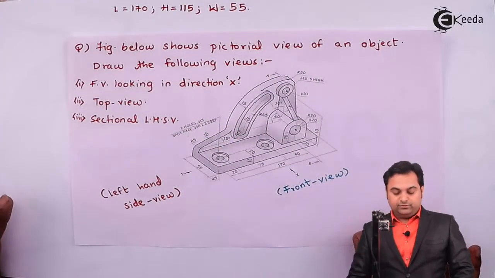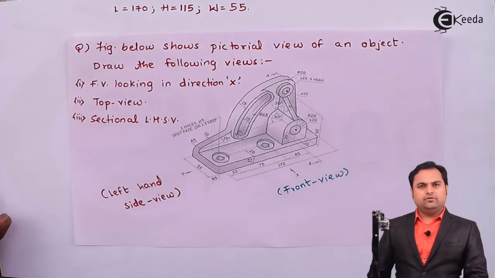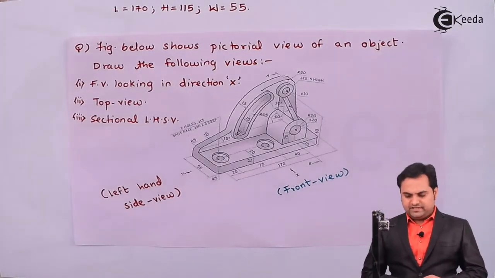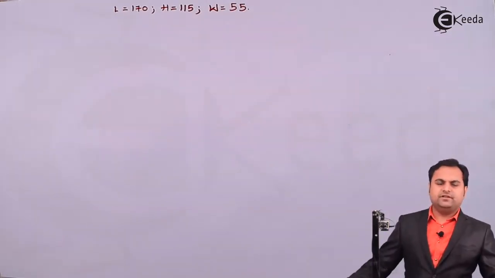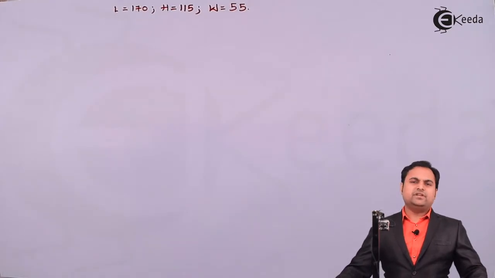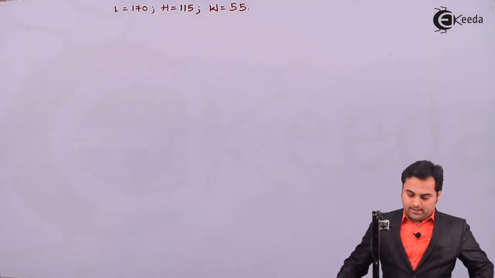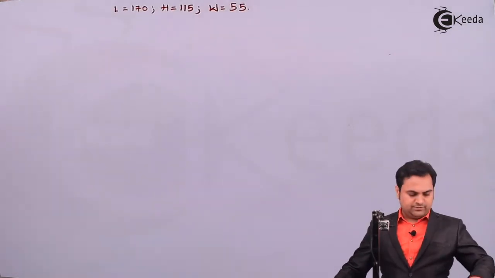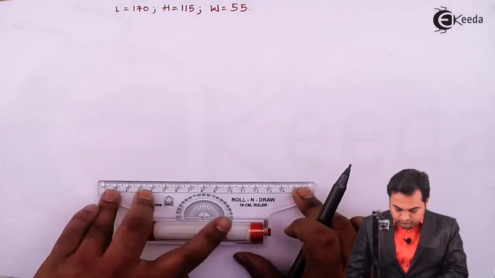So once we know the total length, height and width of the object, we can go for the spacing. That is, here I'll explain where to draw the front view, top view and side view. Now in this case, in the problem, the method is not mentioned. That is, either we should use first angle or third angle method of projection. If nothing is given, we should always go for the first angle method of projection.